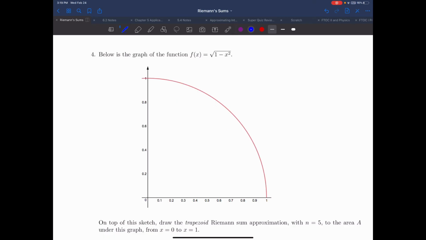Okay, fourth example we're going to look at. So this will be the last of the Riemann sums of the types that we'll look at. So these are going to be trapezoidal sums. These are going to have the same width, because that's kind of what we're working with. These are going to be the hardest ones to draw.